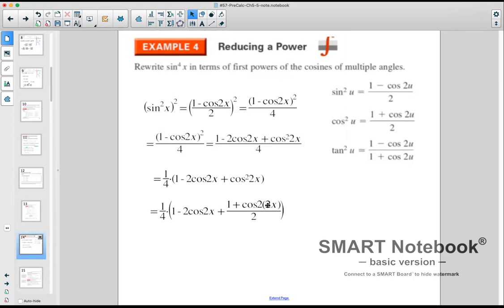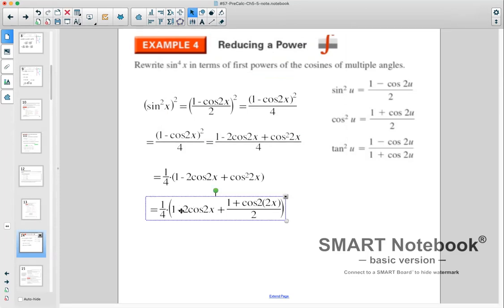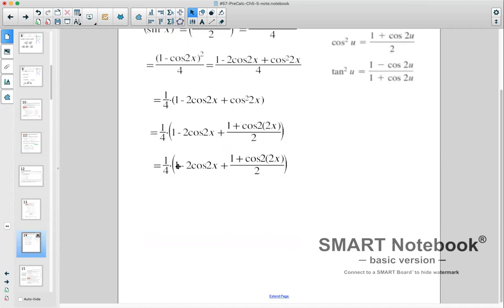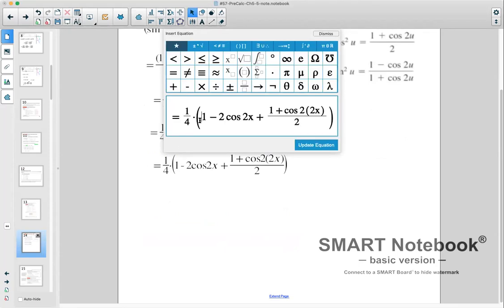All right. Now, can you distribute a property here? 1 over 4, 1 over 4, minus a half. 1 over 4, minus half, right? This is half. Cosine 2x is as it is.